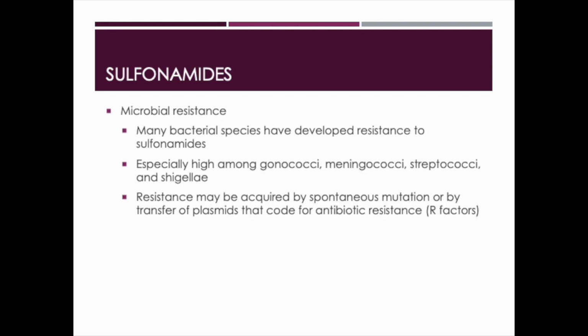With the sulfonamide drugs, we have to consider microbial resistance, and there are many bacterial species that have developed a resistance to this class of antibiotics, especially among the gonococci, meningococci, streptococci, and the Shigella. Resistance may be acquired by spontaneous mutation or can also be transferred by plasmids that code for antibiotic resistance. These are called R factors.